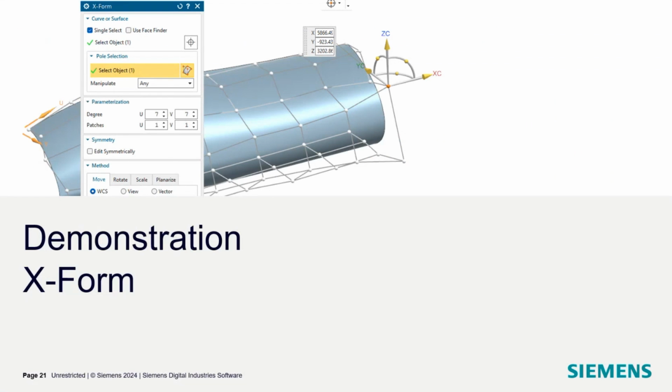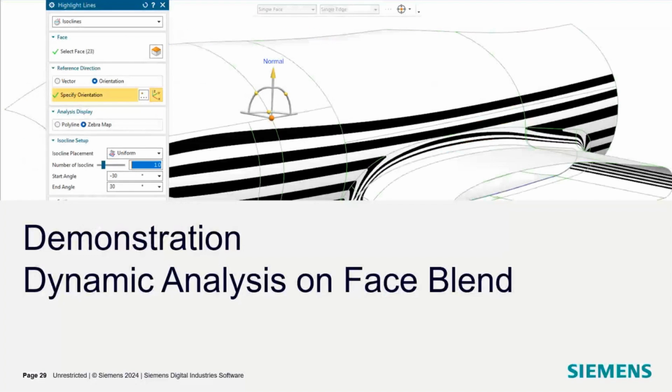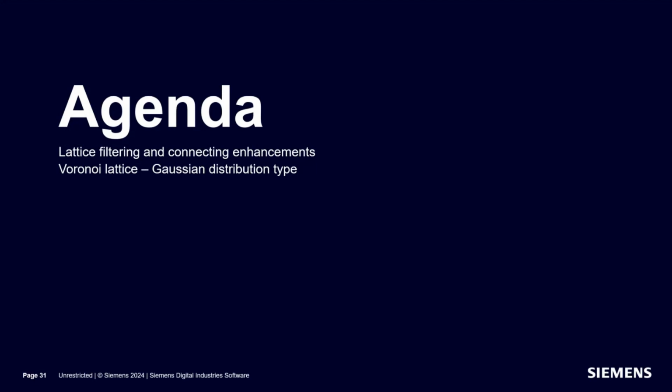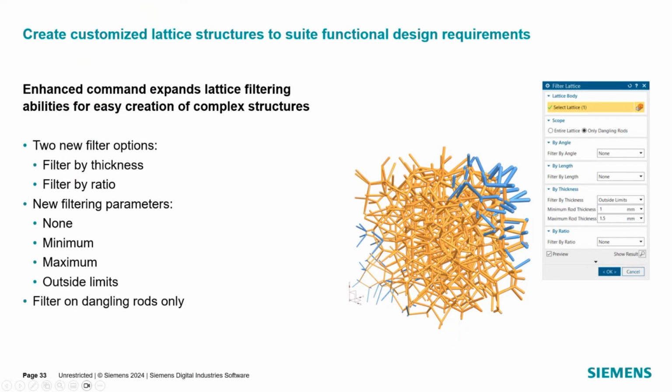And we're going to get to this area right here. We're going to be looking at some lattice filtering, connection rod enhancements, and some stuff we've added to the lattice. So first thing we're going to look at is we did add some stuff to the filter. We added a new connect dangle in, and in here we've added some new lattice enhancements also. So let's go ahead and take a quick look at some of this.